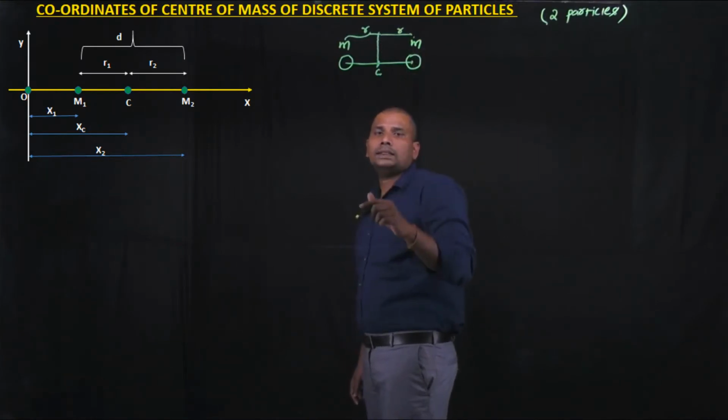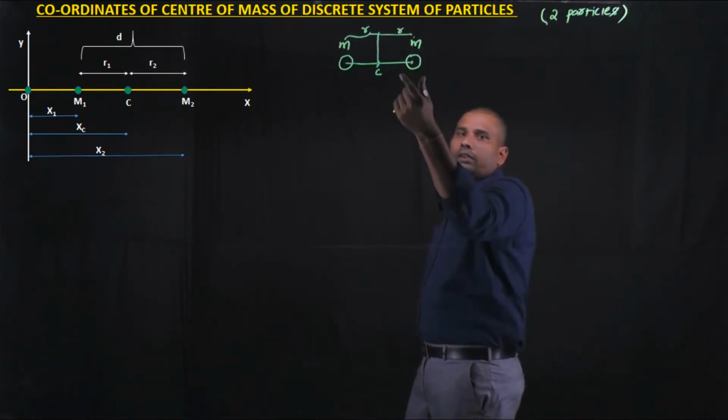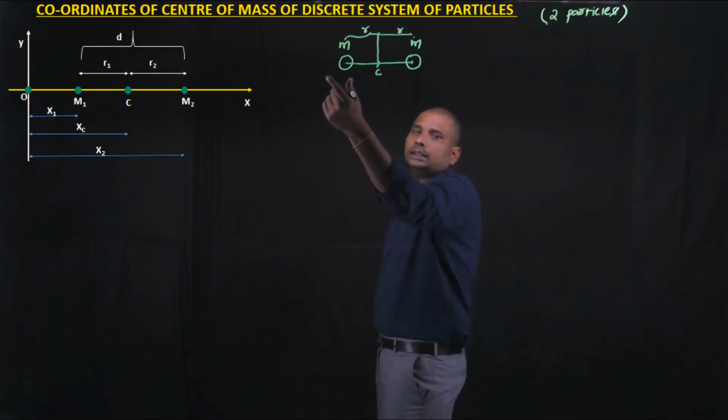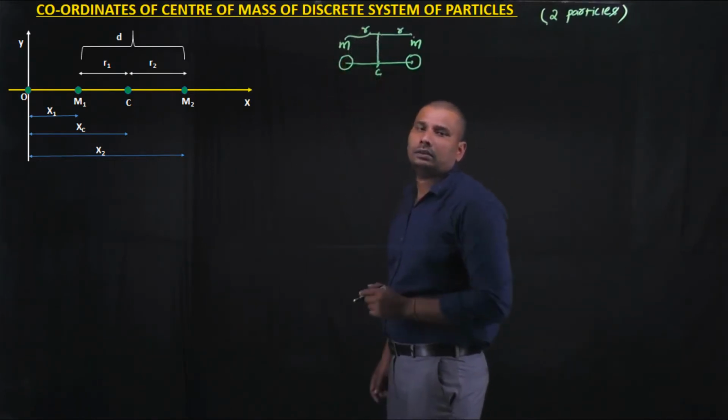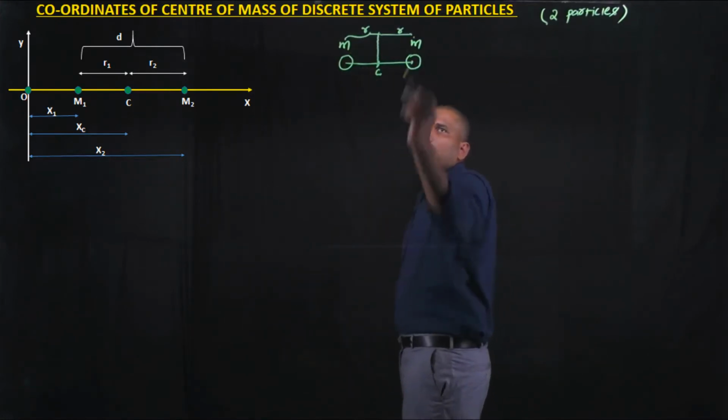The center of mass is at a distance r from the second object. Similarly, the center of mass is at a distance r from the first object also. Why? Because there are two equal masses.